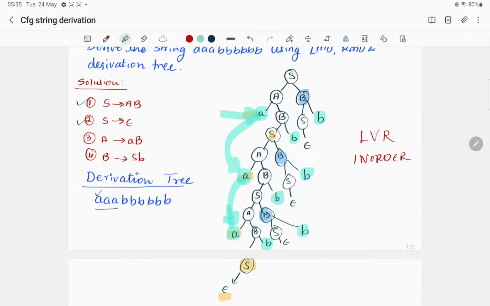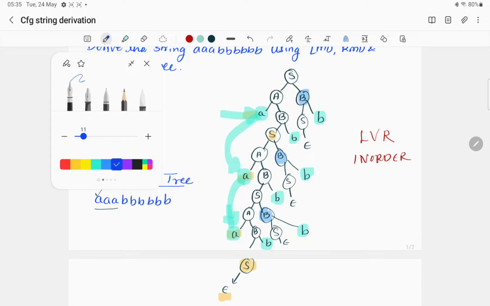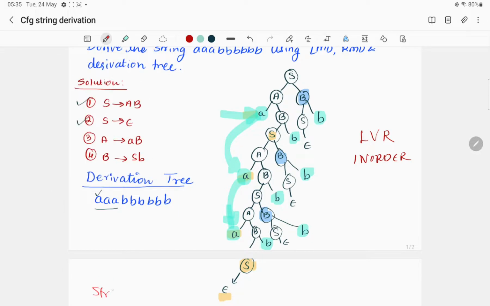So if I read this properly, what is the sequence that I'm getting here as the answer? That is the string: I can say 1, 2, 3 A's and then 1, 2, 3, 4, 5, 6 B's. So I'm getting my string properly using this derivation tree, which is derived in this derivation tree. So hope you understood this derivation tree method. Now we will solve the next two methods.